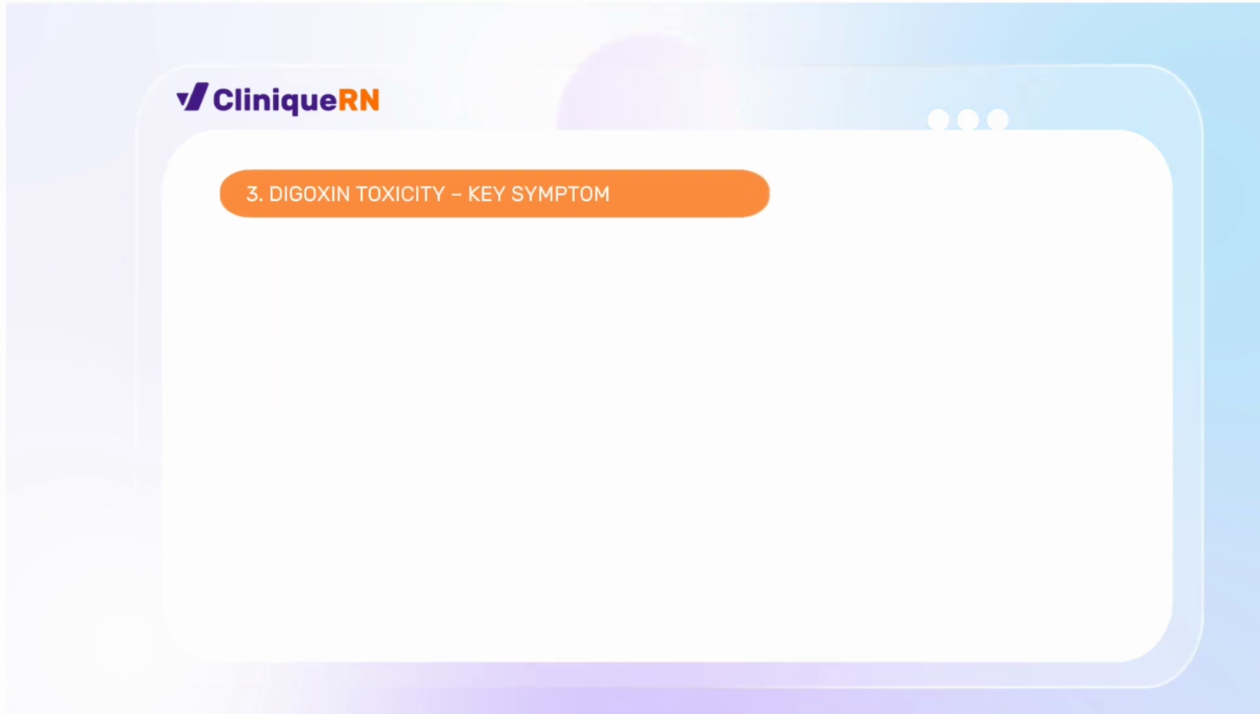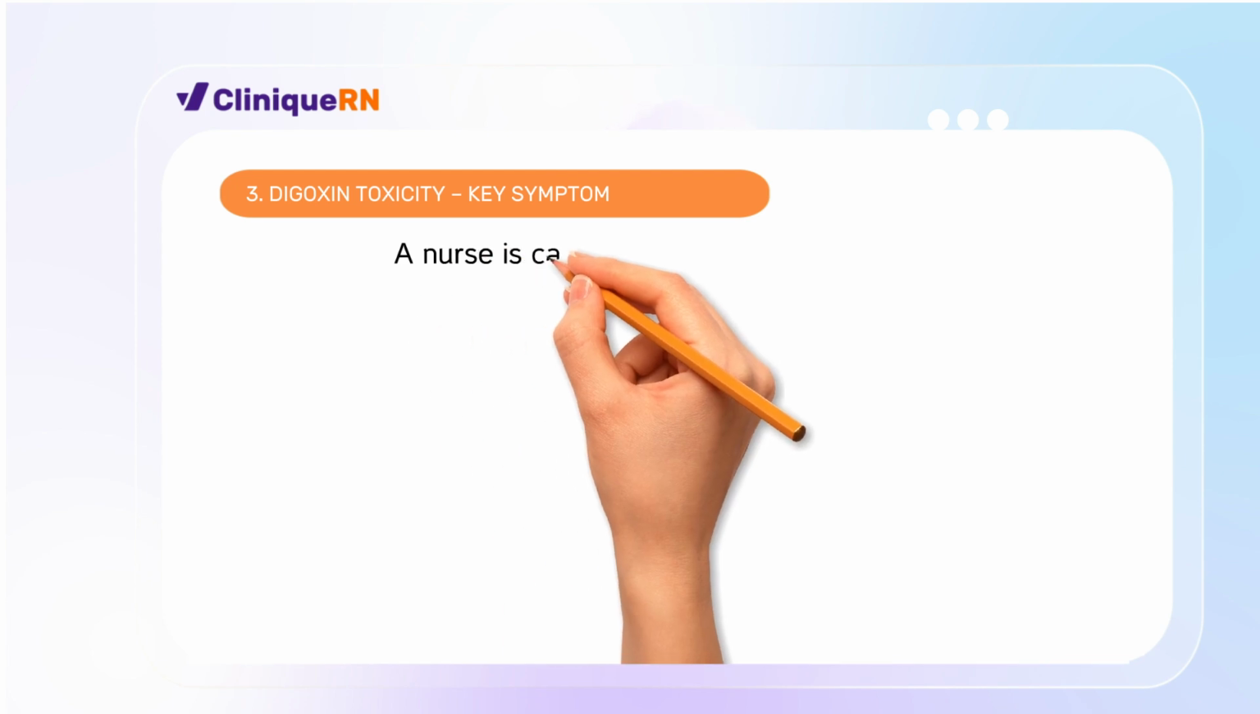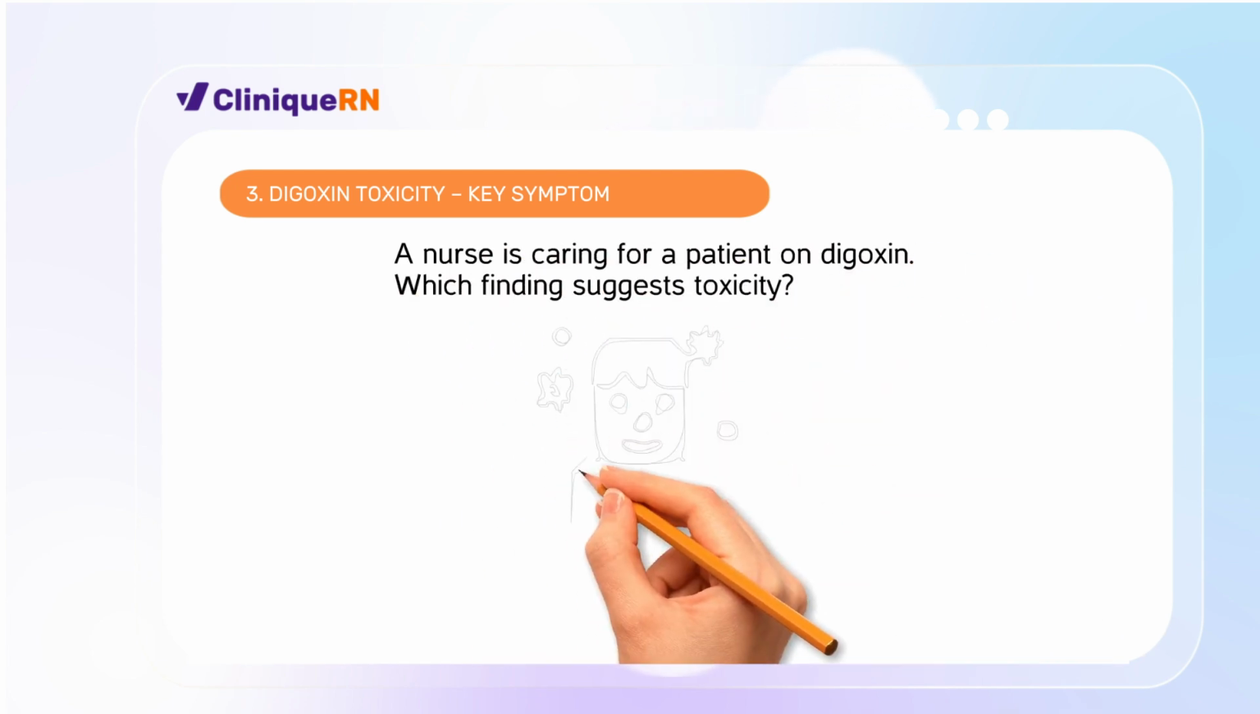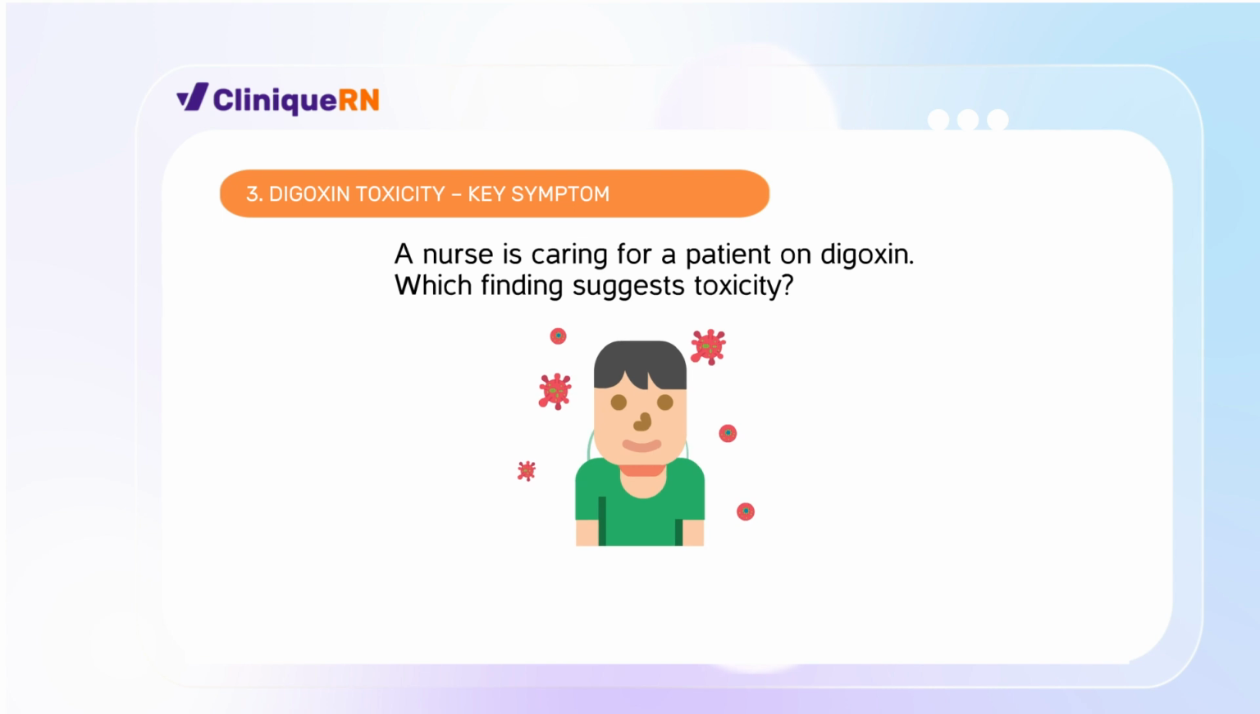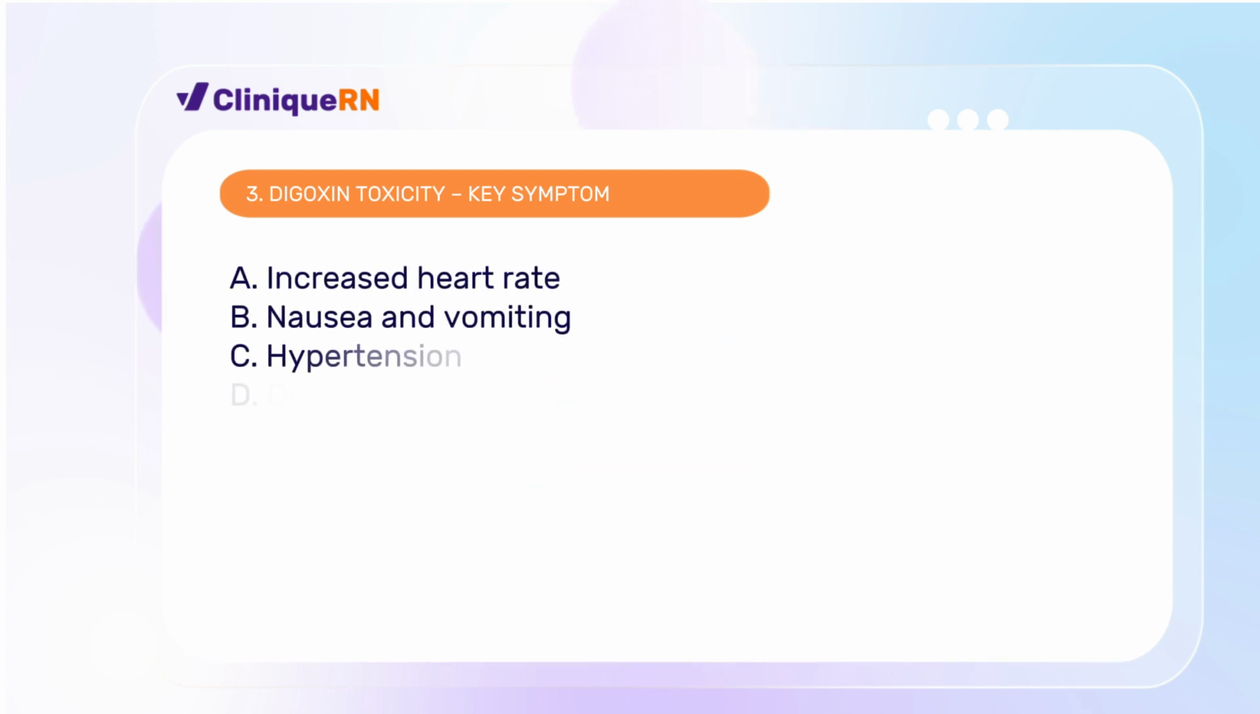3. Digoxin toxicity, key symptom. A nurse is caring for a patient on digoxin. Which finding suggests toxicity? A. Increased heart rate. B. Nausea and vomiting. C. Hypertension. D. Dry skin.